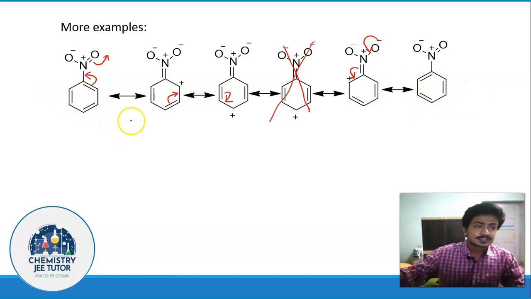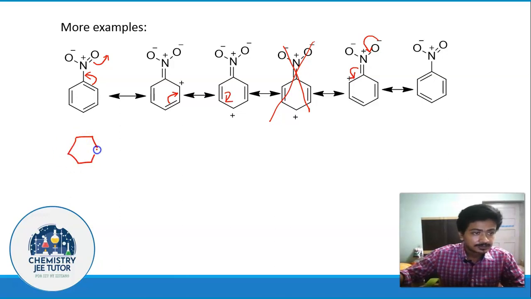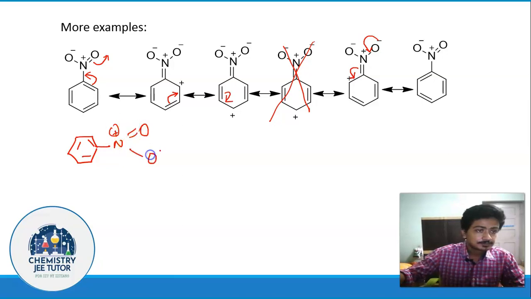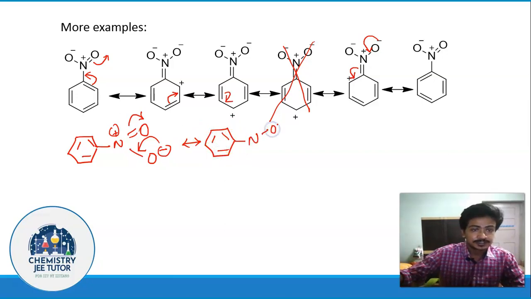Other than this, what can happen? One more thing can happen here as well. That is, if you write it like this, you can understand this kind of thing can happen, top to middle and middle to top. This kind of thing can happen which does not involve the benzene ring itself. So this kind of thing can happen.